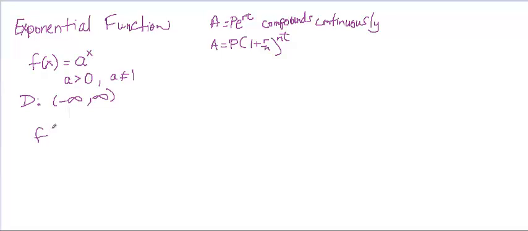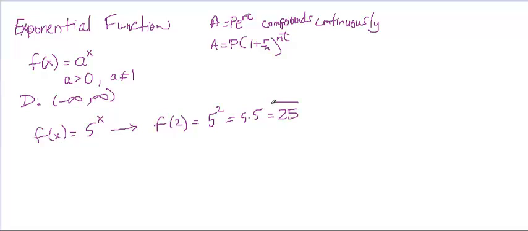So here is a function, 5 raised to the x. Let's talk about what's happening if I'm looking for f of 2. Now I'm going to be plugging in 2 for x. So this would be 5 squared. So 5 squared would be 5 times 5, which is 25. So f of 2 would be 25.